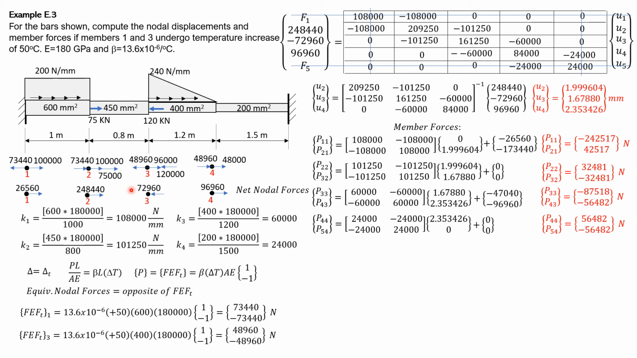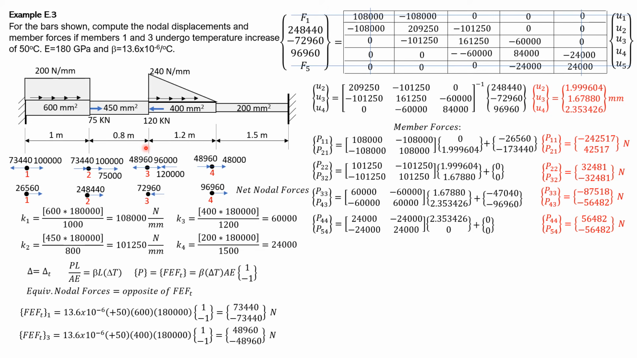So what are the net nodal forces at these nodes? We study here. At node 2, we have 73,440 plus 100,000 plus 75,000. Add all of this because they are all to the right. So we have 248,440 to the right. The equivalent nodal force at node 2 is 100,000 minus 73,440, so 26,560 rightward.